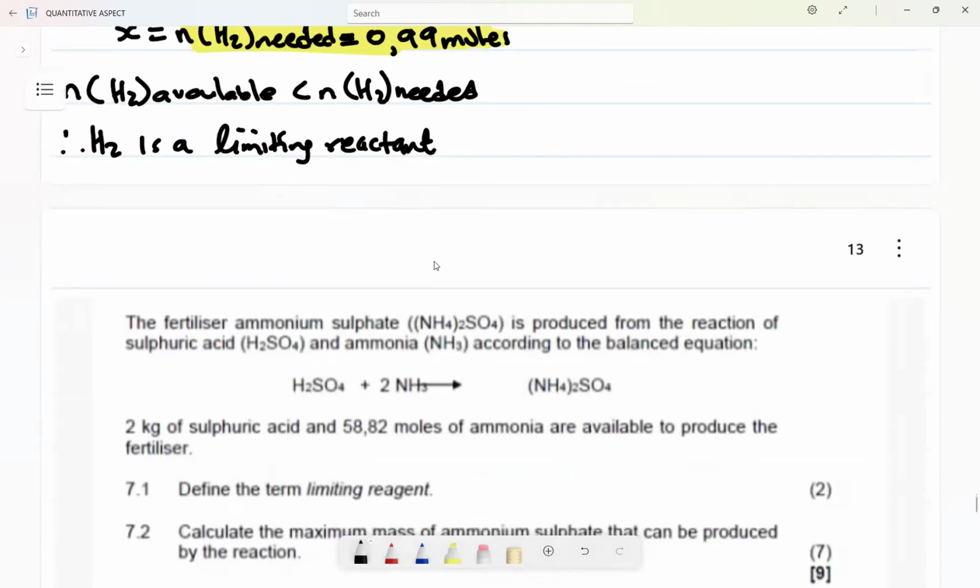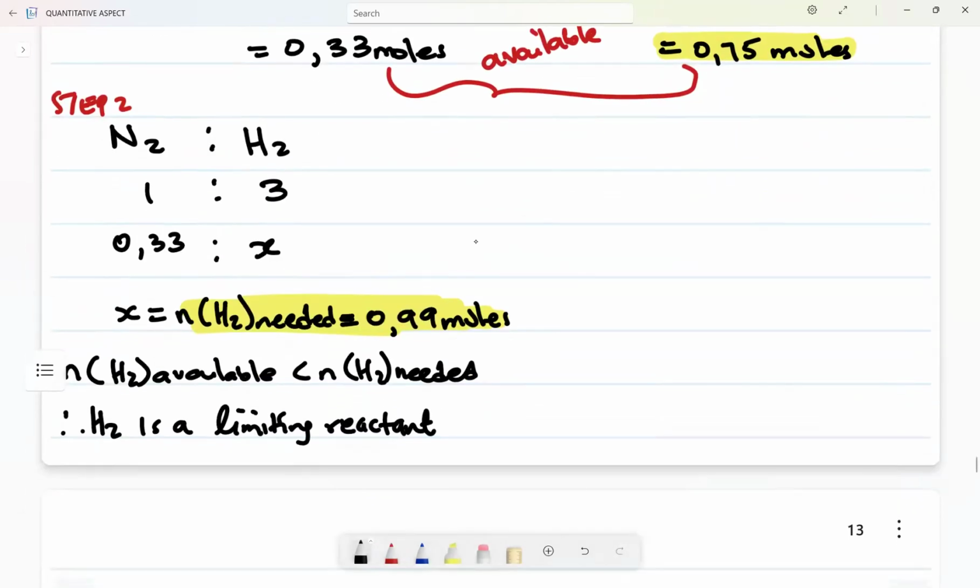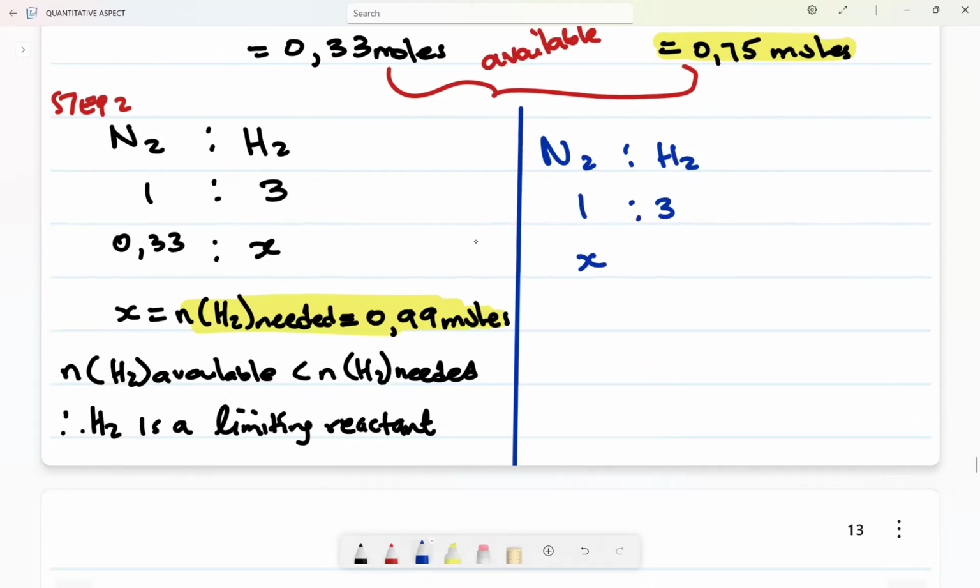Let's use the second step and see if we still get the same conclusion. Let's use N2 again as well as H2. The ratio is still 1 is to 3. Let's assume that we do not know N2 in this case. Let me use a different letter, Y. Then what is H2? We know H2 availability is 0.75. We assume that you do not know N2. We want to know if the available is going to be enough for the one that is needed.